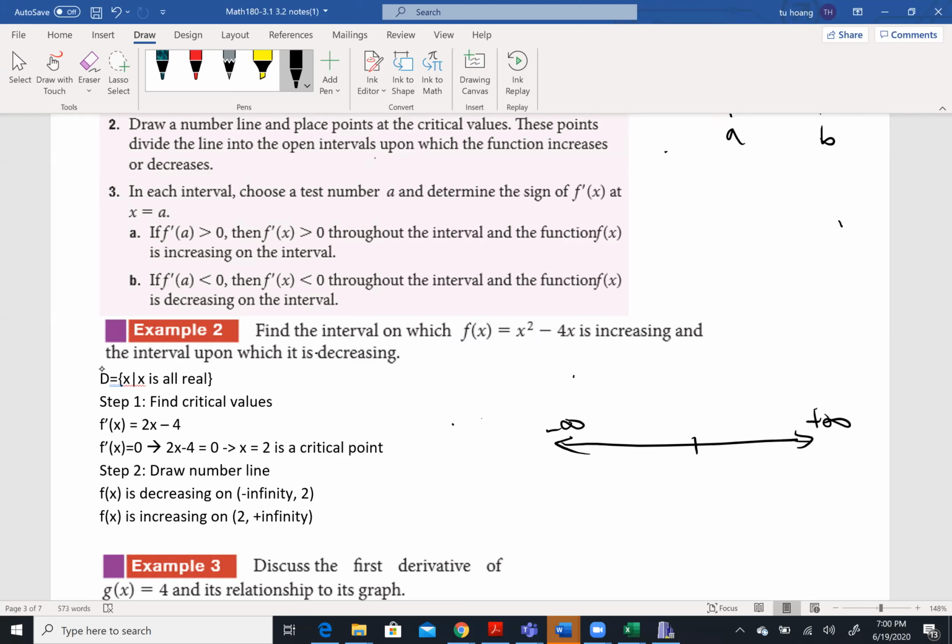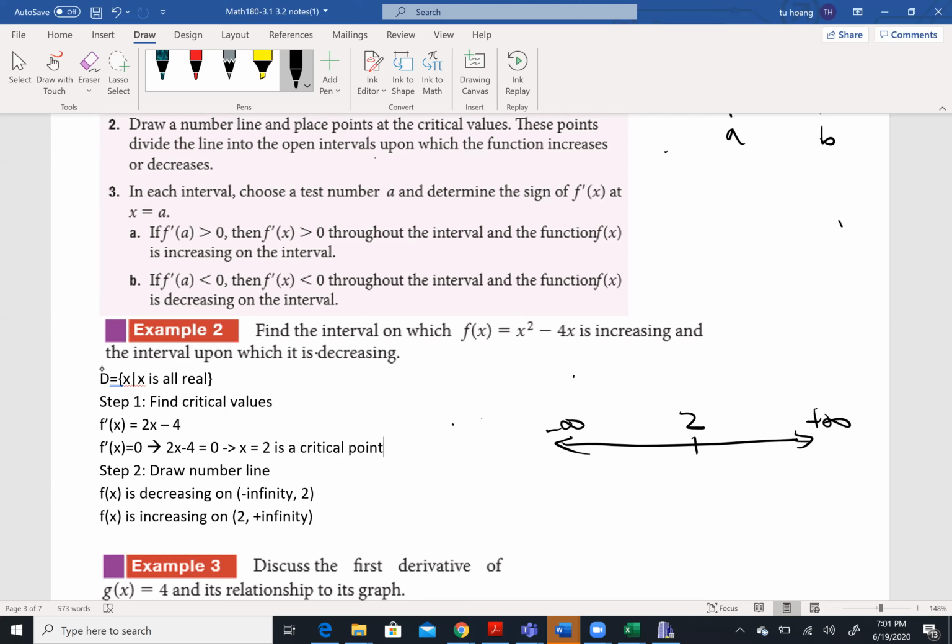Okay. And is there any undefined value of x in here? No. So you don't have to worry about undefined. You just put the critical value in here. So the critical value here is 2. I'm going to put 2 up here.